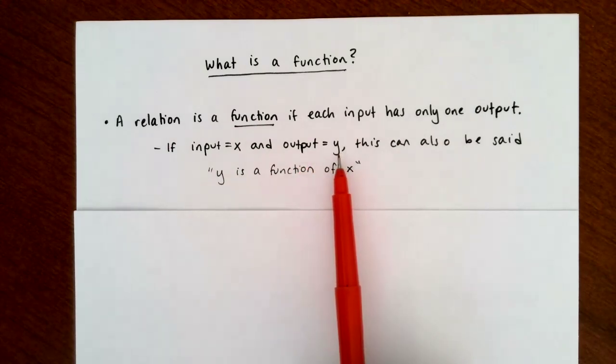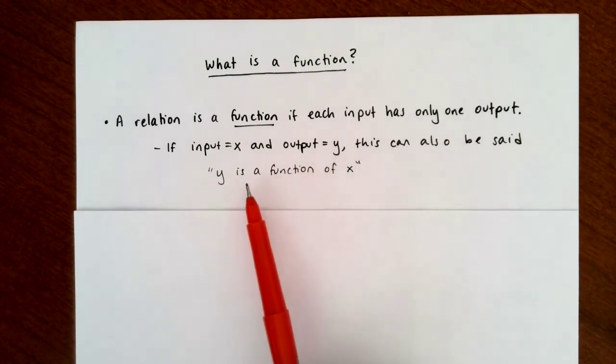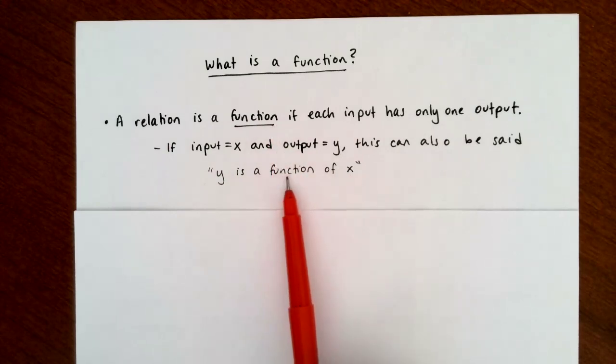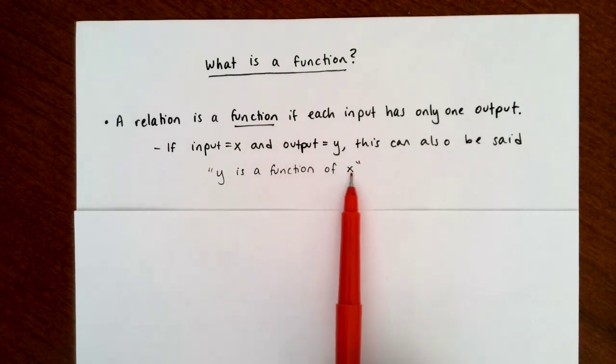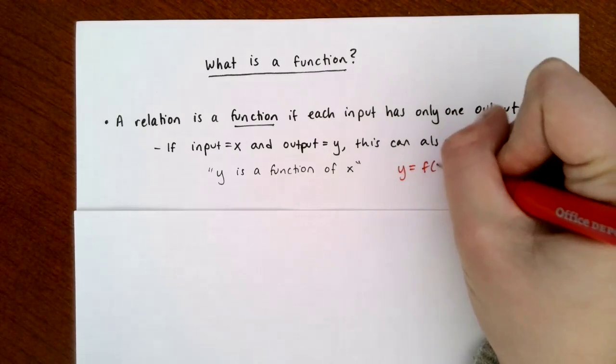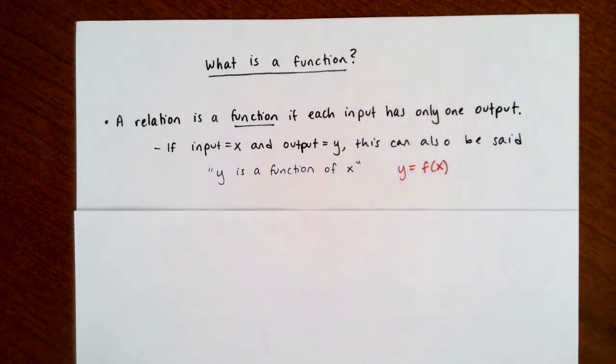So if that's the case, we could also phrase this, instead of just saying it is a function, we would say y is a function of x. This means the exact same thing as just saying it's a function. And this gets us closer to the function notation. Y is a function of x, the y equals f of x notation.